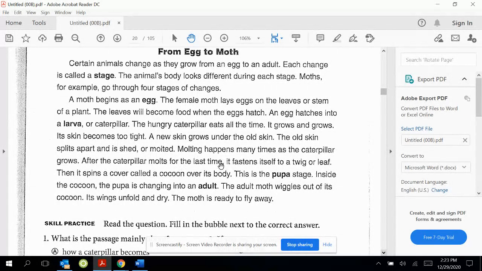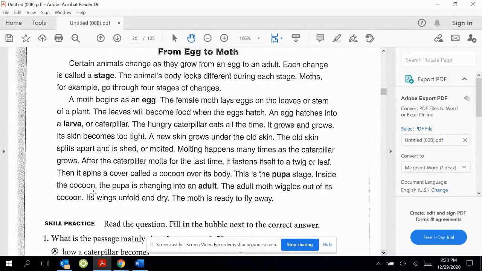After the caterpillar molts for the last time, it fastens itself to a twig or leaf. Then it spins a cover called a cocoon over its body. So we'll stop there. And we've learned that then the next stage is that it molts for the last time and it makes a cocoon.